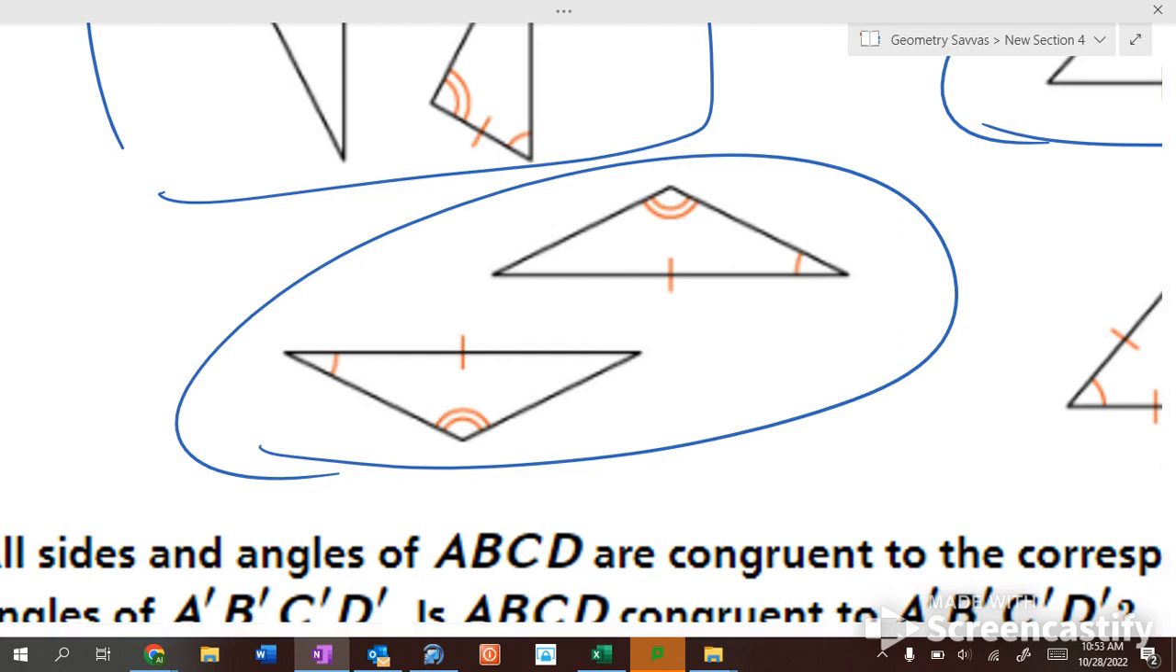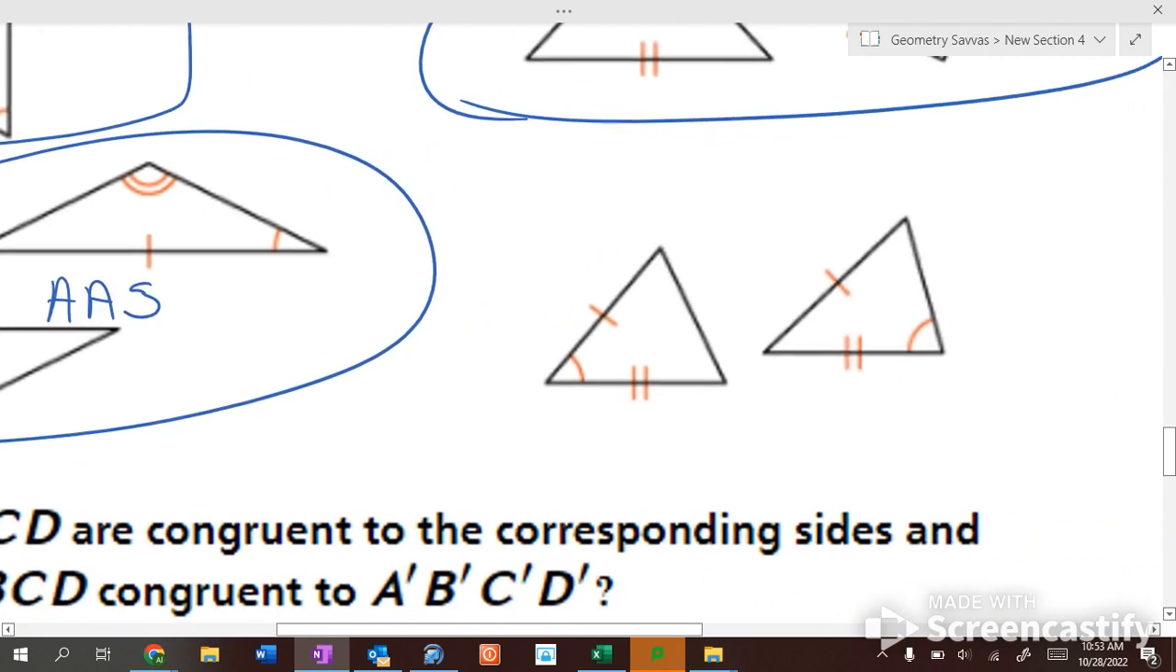What about these two? Not angle, side, side. You can't say that. That's a naughty word. You know two angles and a side. So it's angle, angle, side. Angle, angle, side. Not angle, side, side.